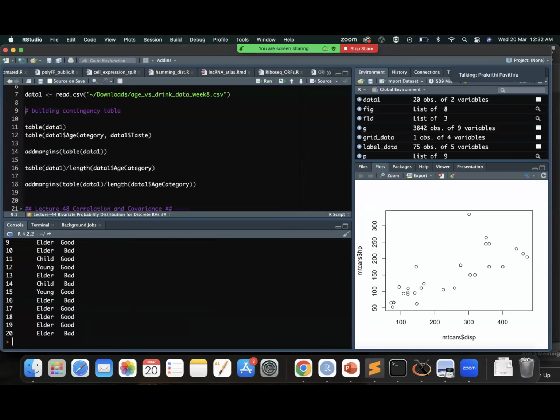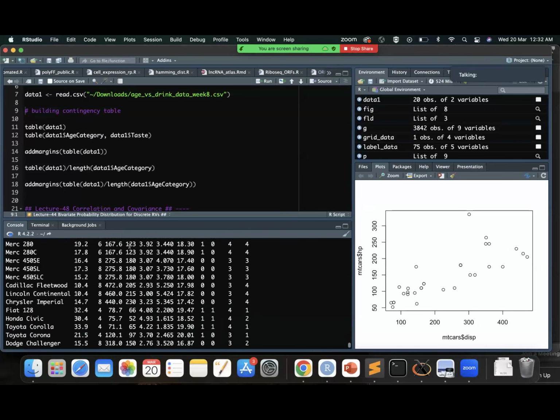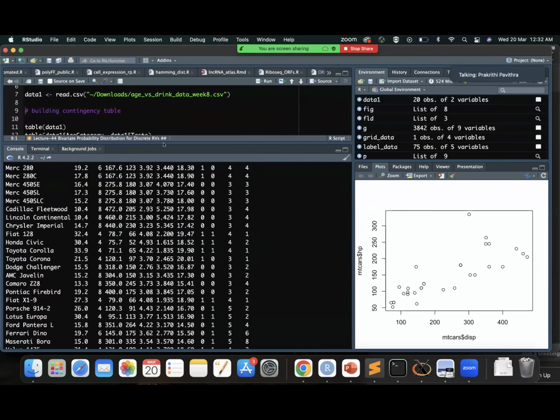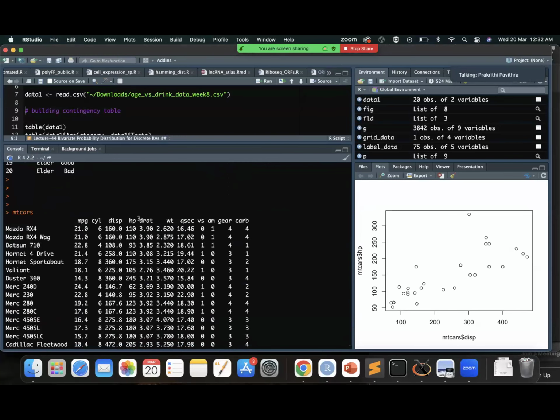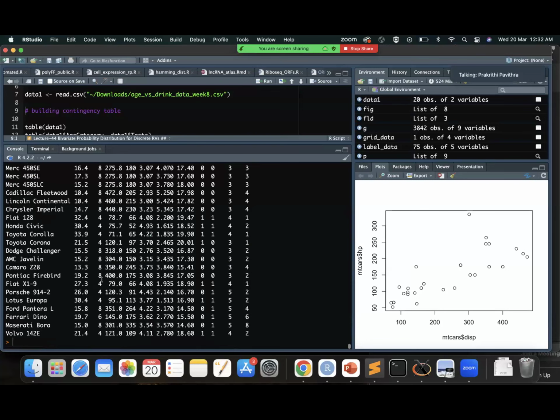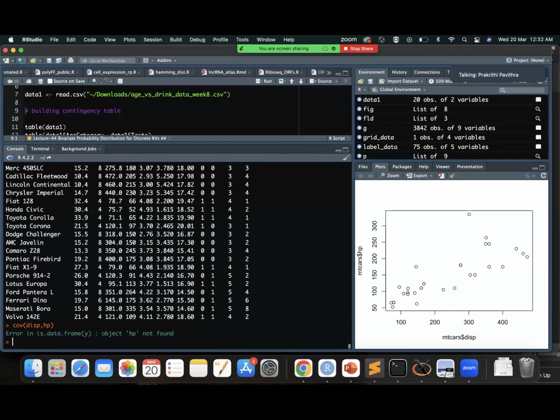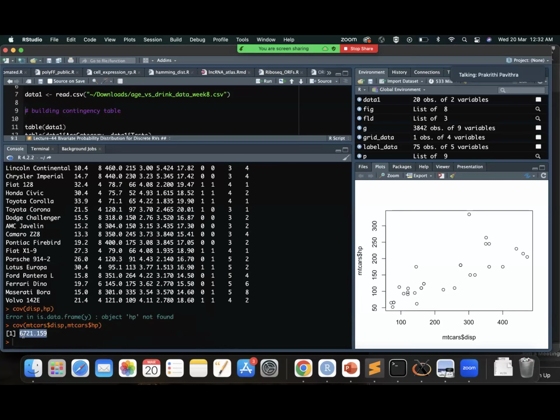Okay, let's stick to this mtcars data. So let's say we calculated the correlation between disp and HP. And now you want to calculate covariance between disp and HP. So you just do covariance disp comma HP. Oh, sorry, mtcars. So you get this value.